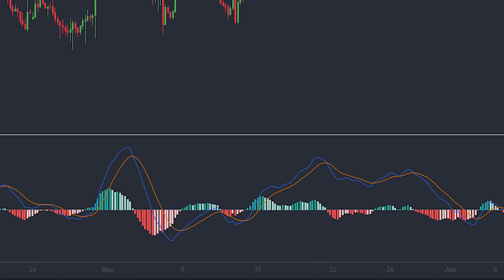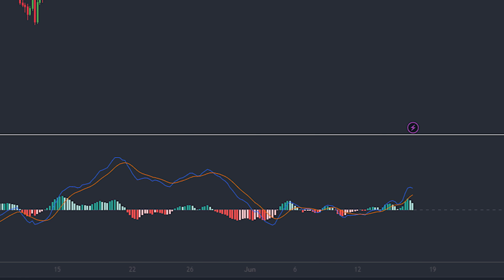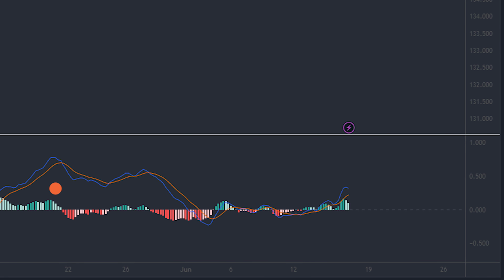Traders also use the MACD histogram to identify potential trend changes. When the histogram is above the zero line, it indicates that the MACD line is above the signal line and suggests a bullish trend. When the histogram is below the zero line, it indicates that the MACD line is below the signal line and suggests a bearish trend.